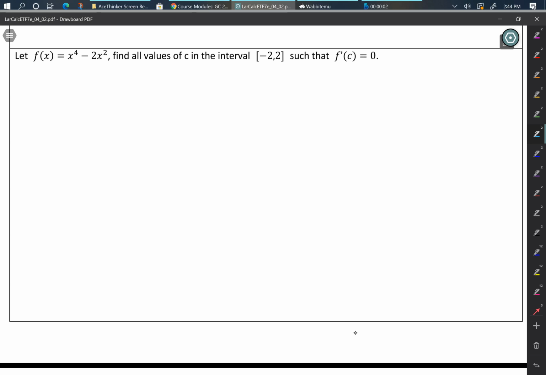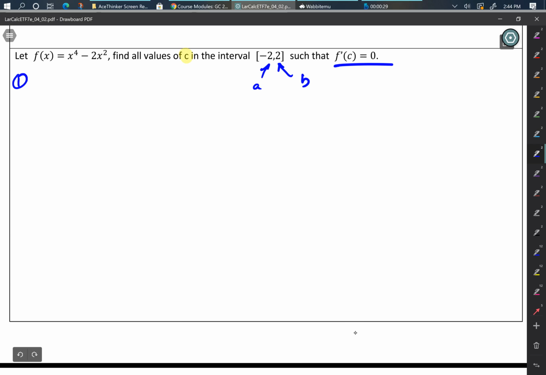Okay, so part 2 of section 4.2, Rolle's theorem. So here's our example, and it reads, let f of x equal x to the fourth minus 2x squared. Find all values c in the interval negative 2 to positive 2 such that f prime of c is equal to 0. All right, so I'm looking for c's on an interval a to b such that the derivative is equal to 0. Now, this is only going to be true if Rolle's theorem holds.